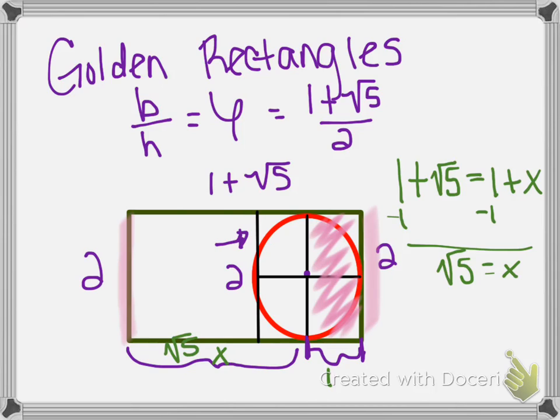So when we put the largest possible circle into a golden rectangle, and we make a line from where it touches both opposite sides of our rectangle, and we look at those two smaller rectangles, it does not create two smaller golden rectangles.